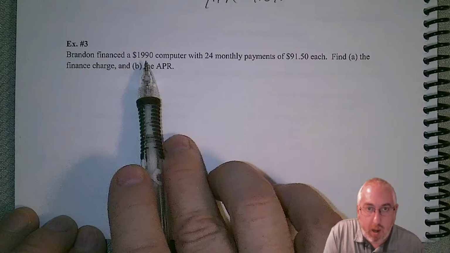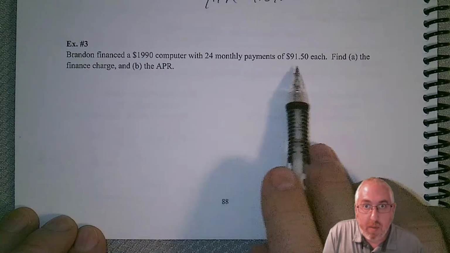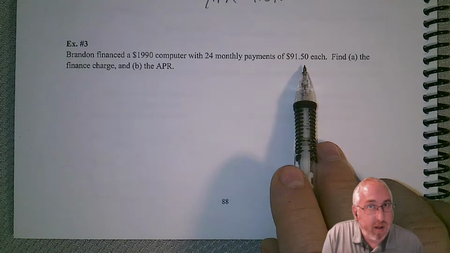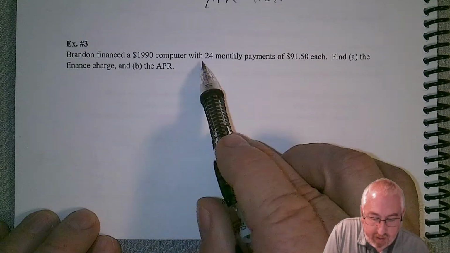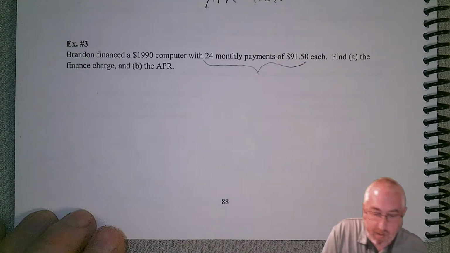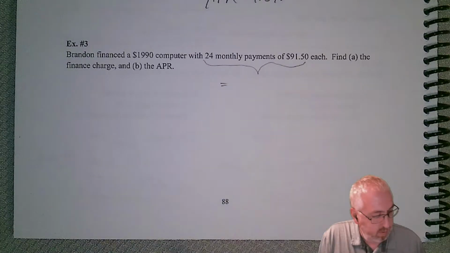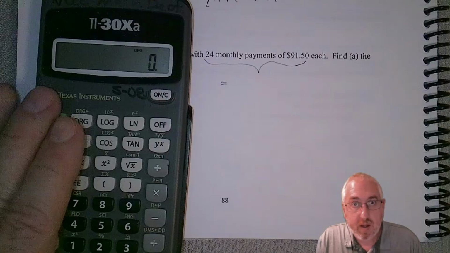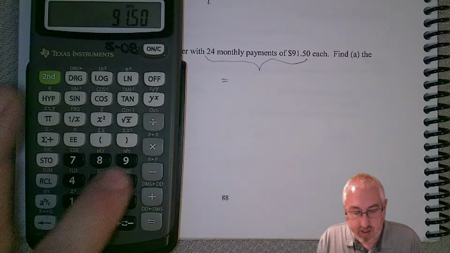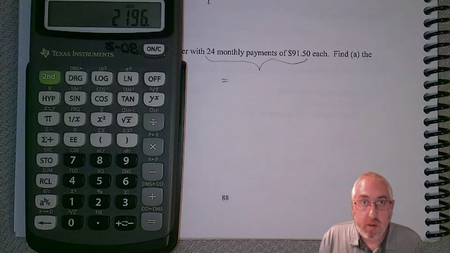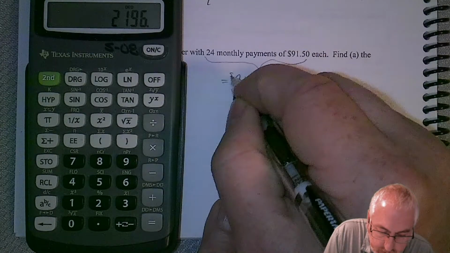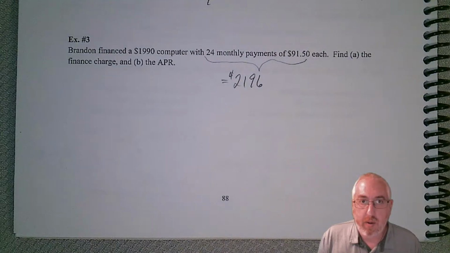We know how much the computer initially cost, and we know how much he's paying to pay off that loan, but how much is he paying altogether? Well, we can figure that out. We know that if he's paying this, how much is that going to equal? Well, let's find out. So we got $91.50 times 24. If we multiply those together, that's equal to $2,196.